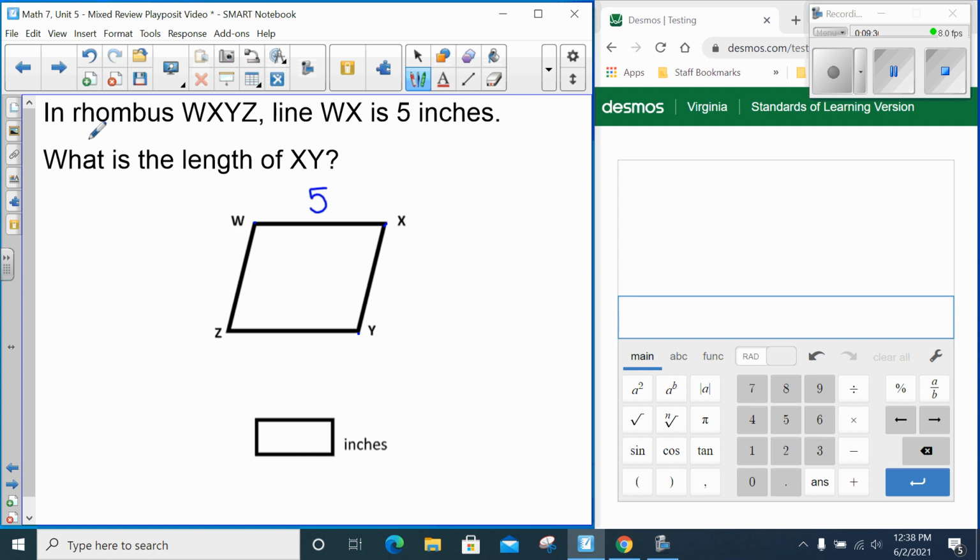So how can we do this? Well, we know that this is a rhombus. That's a very important part of the problem here. A rhombus means that this shape has all congruent sides. That means that all 4 sides are congruent or equal to each other. So if this side is 5, this side is 5, this side is 5, and this side is 5. So what is the length of XY? That would be 5 inches.